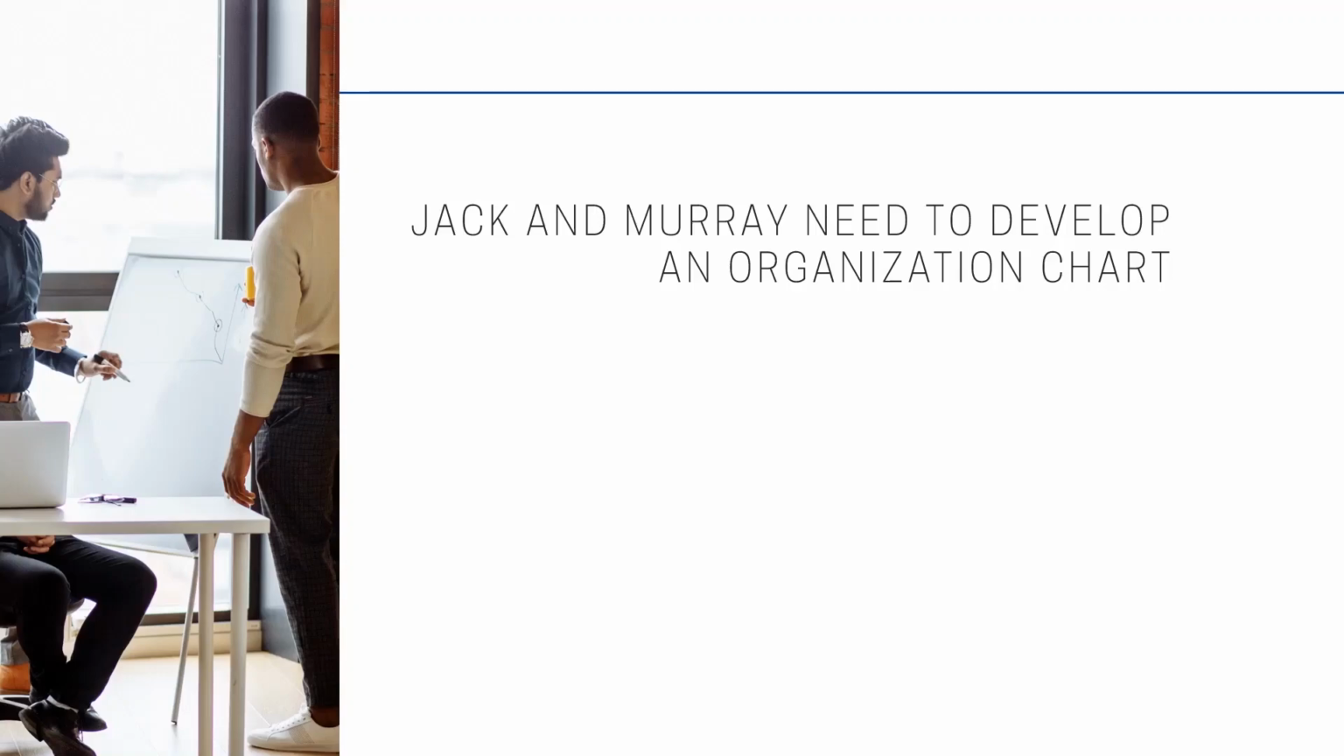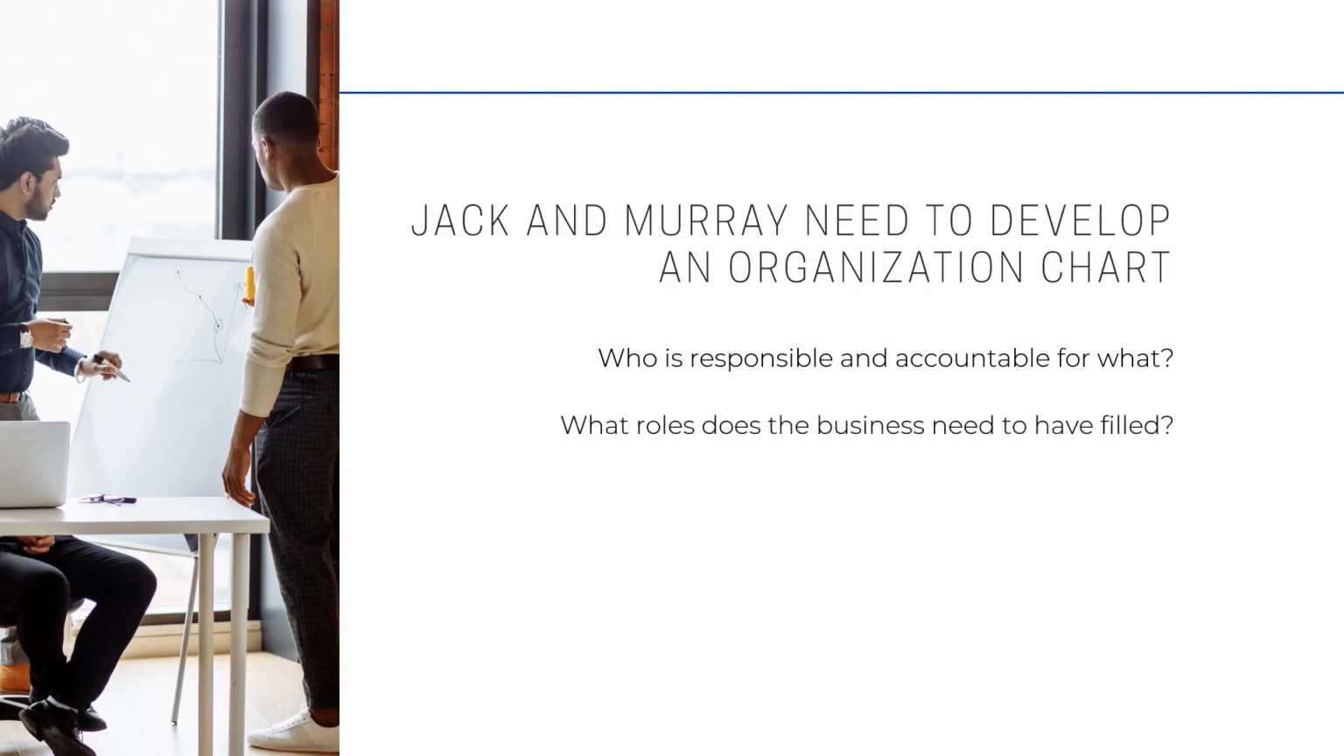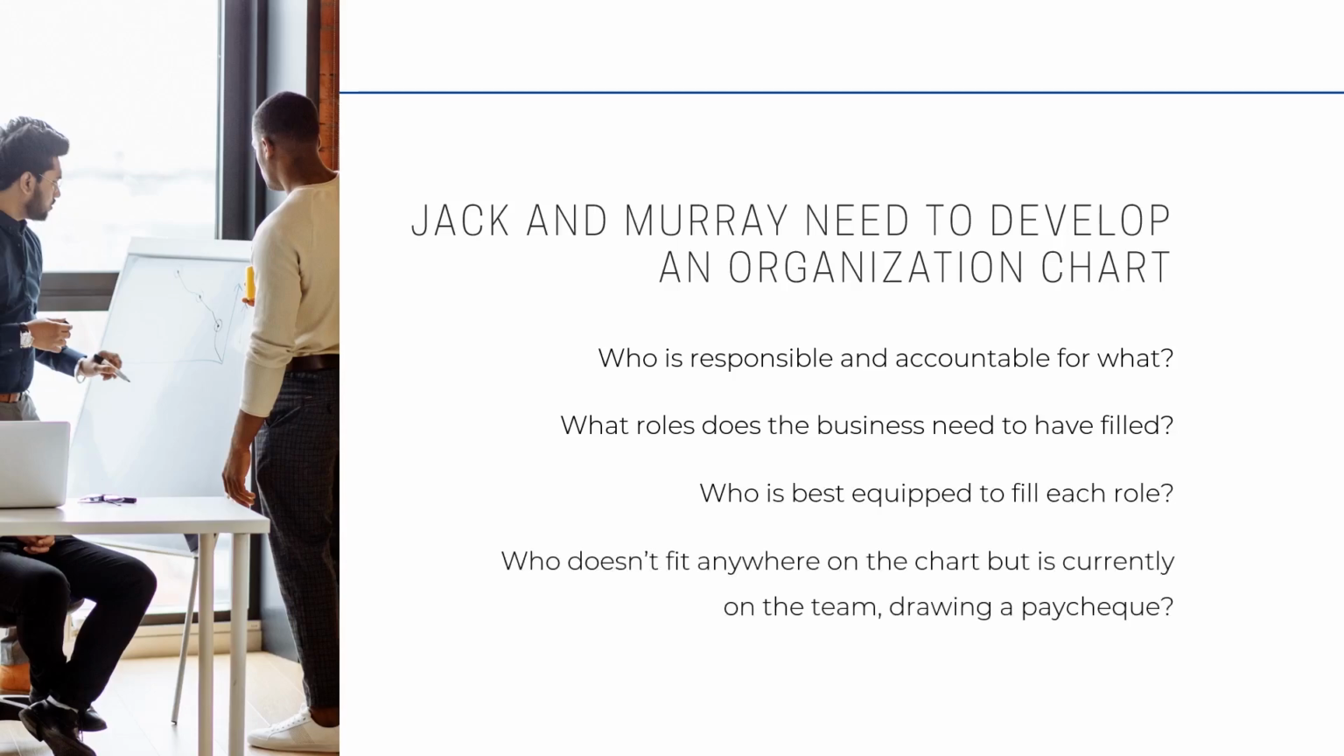Now, this is a story of a small business, but does it sound a little bit familiar? Jack and Murray need to develop an organization chart and bring order out of what can at times feel like chaos. An organization chart just answers who's responsible and accountable for what. What roles does the business need to have filled? Who is best equipped to fill each role? And who doesn't fit anywhere on the chart but is currently on the team drawing a paycheck?